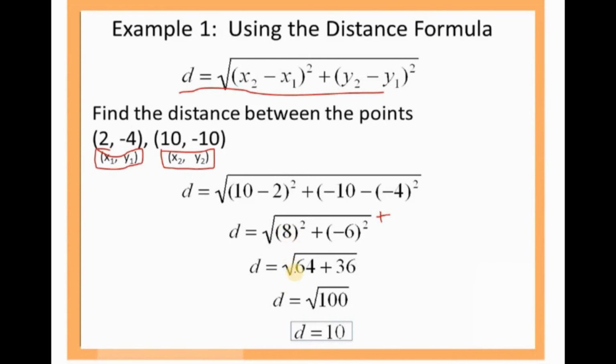8 square is 64 and minus 6 square is 36. Under root 64 plus 36. That is under root 100. Under root 100 equal to 10. So the distance between these 2 points is 10. Remember that the distance is always positive.